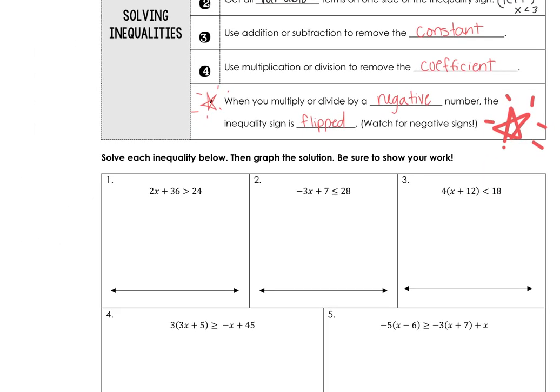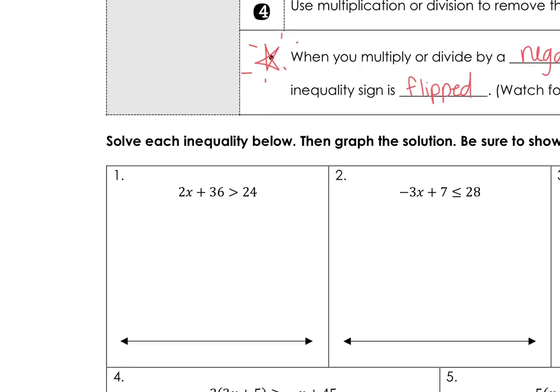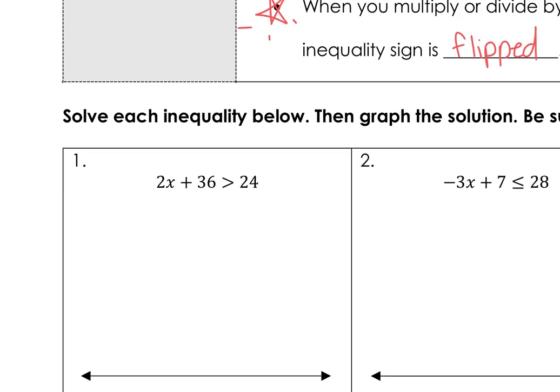Here we go. We've got 5 inequalities that we're going to solve, and then we're going to graph the solution. Number 1, starting off nice and easy. We're going to draw a line down that inequality sign, just like we did with equations. There's not an equal sign there anymore. There's an inequality symbol, but same thing. The beautiful thing about this problem, there's no parentheses. There's no like terms on the same side. We already have all of our x's over here on the left. So we only got 2 steps to solve this. We're going to undo the constant and then undo the coefficient.